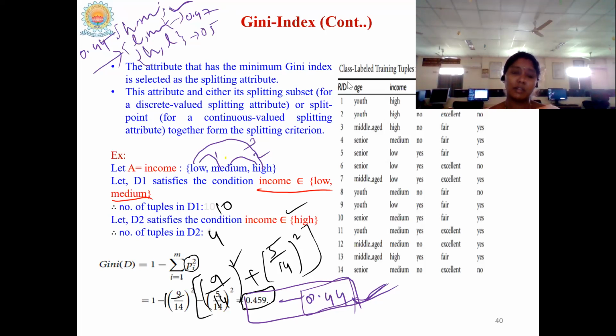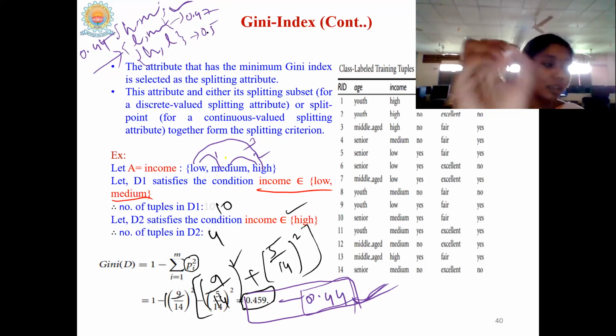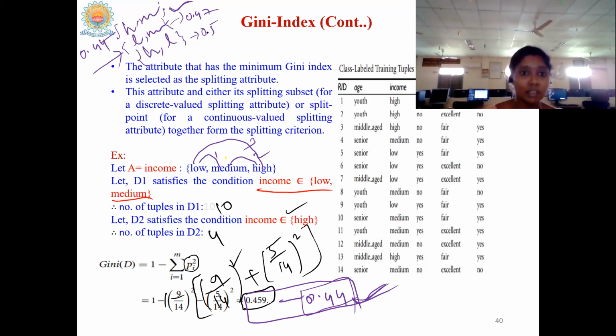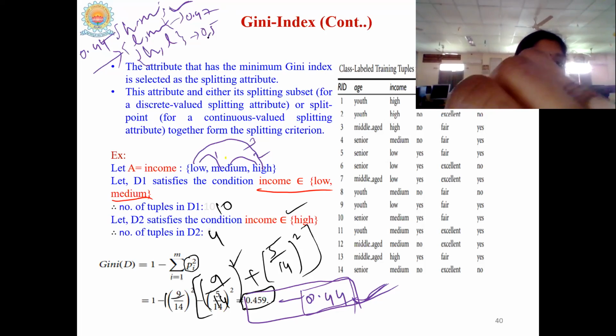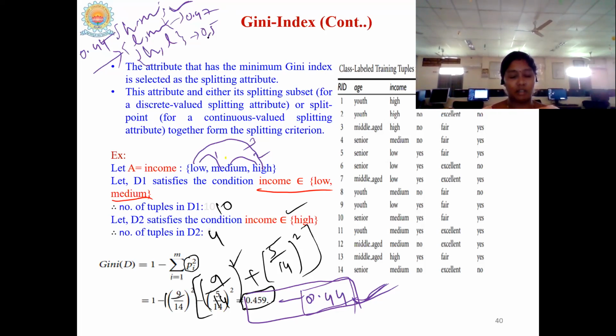Okay. So if at all these are the values, for example, for high medium we get 0.44 as the GINI index of the split, and for low medium suppose 0.47 and for high low it is 0.5, for example. Then what is the final subset we have selected out of three?